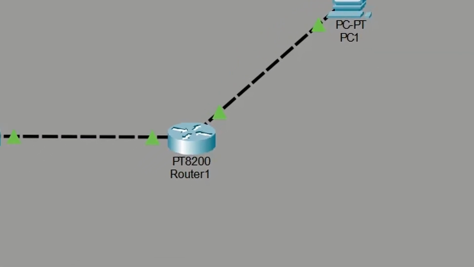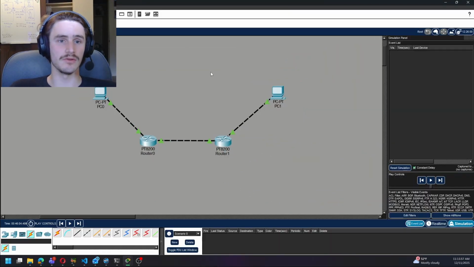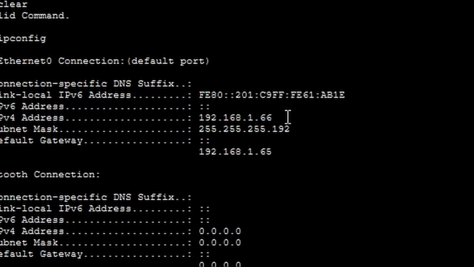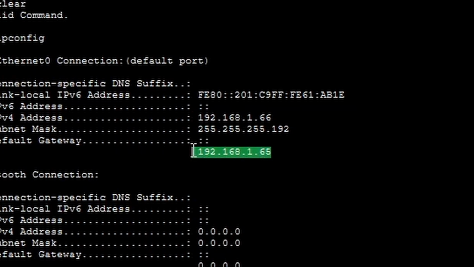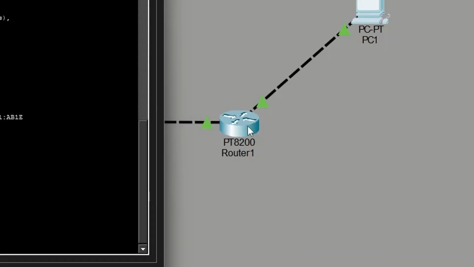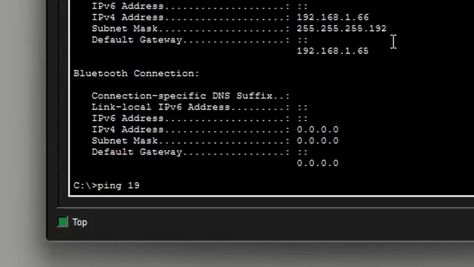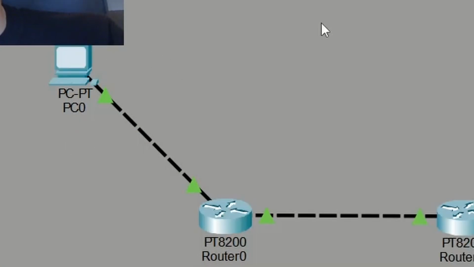PC1 is going to try to send a ping over to PC0 across separate subnets, and we're just going to take a look at what happens here. We are PC1 here, and our IP is 192.168.1.66, and our gateway is 192.168.1.65, which is this interface right here. We are going to ping 192.168.1.2. That is the IP of this device here.